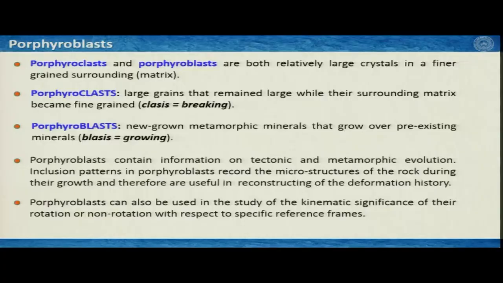So there are two common terminologies that we use. One is porphyroclasts and another is porphyroblasts. Now, in general, both porphyroclasts and porphyroblasts are relatively larger crystals within a finer grained matrix or the host rock. Porphyroclasts, when it starts with C, that means clasts, are generally large grains that remained large while their surrounding matrix became fine grained. This word clasts comes from the Greek, and clast means breaking. We will see some examples soon. On the other hand, porphyroblasts are newly grown metamorphic minerals that grow over pre-existing minerals. So these are new minerals, reaction products during metamorphism. Blastos means growing. So porphyroclasts are old larger grains and porphyroblasts are new larger grains.